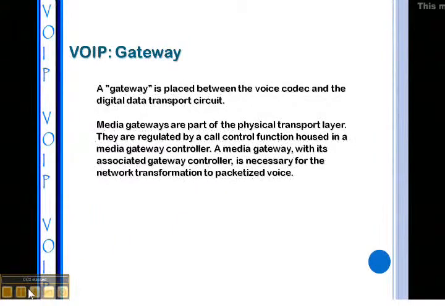VOIP gateway. A gateway is placed between the voice codec and the digital data transport circuit. Media gateways are part of the physical transport layer. They are regulated by a call control function housed in a media gateway controller. A media gateway with its associated gateway controller is necessary for the network transformation to packet-sized voice.